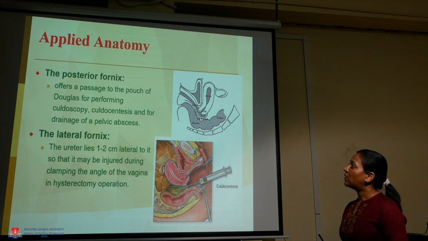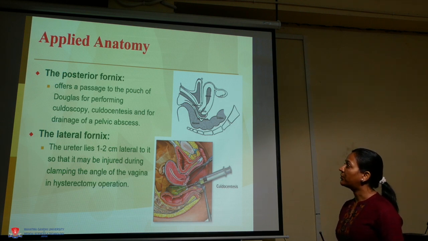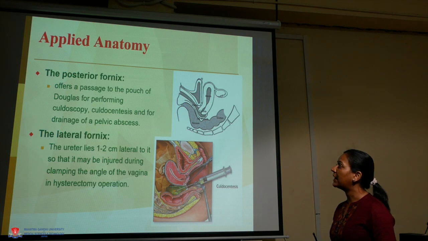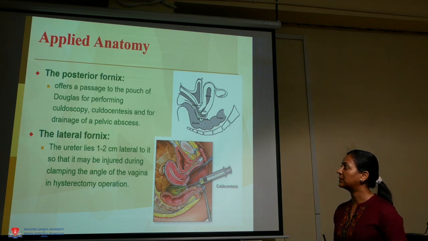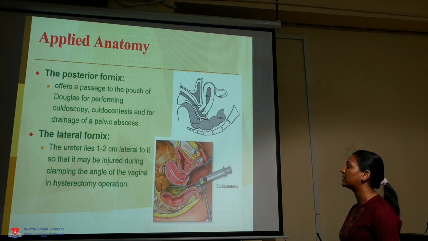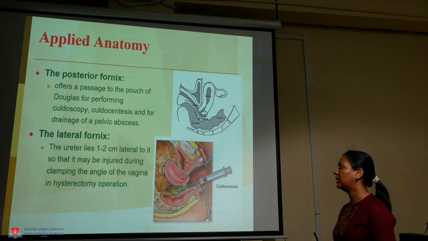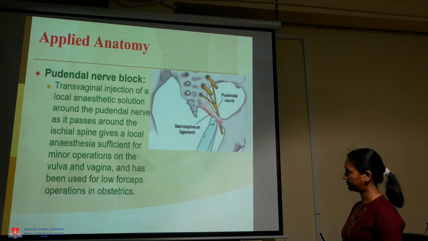The posterior fornix offers a passage to the POD for performing culdoscopy, culdocentesis, and for the drainage of a pelvic abscess. Then the lateral fornix: the ureter lies 1 to 2 cm lateral to it, so that it may be injured during clamping the angle of the vagina in hysterectomy.